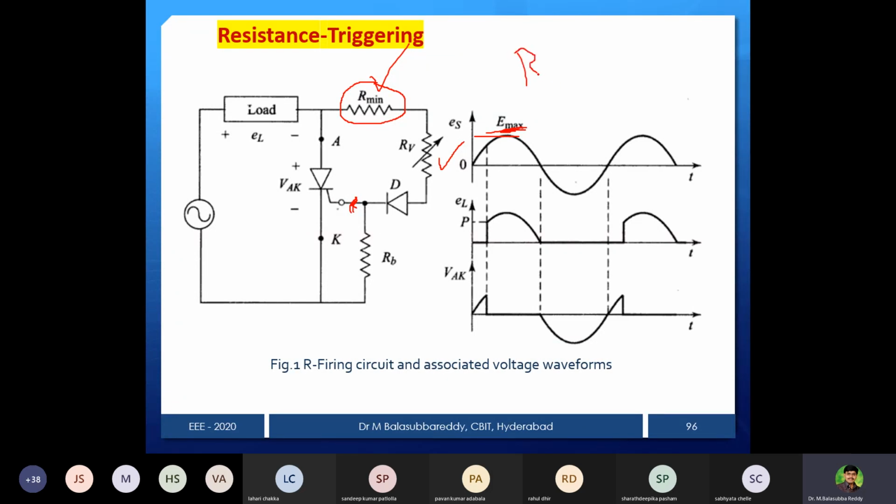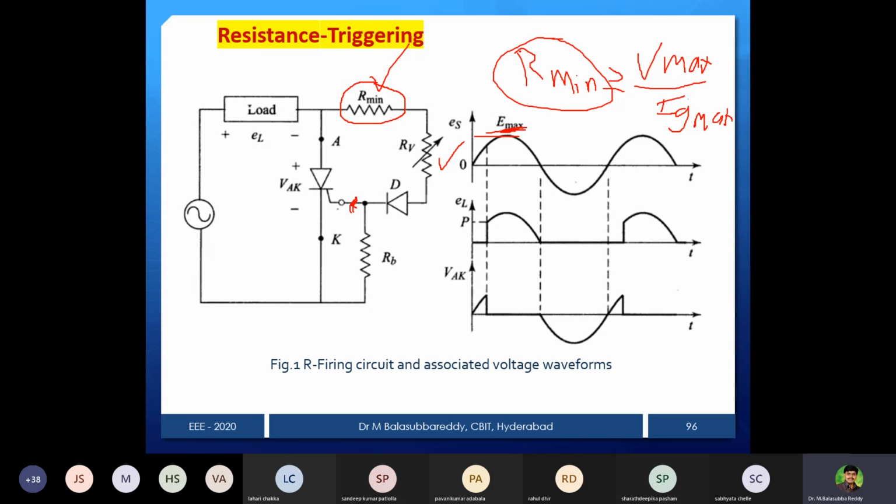R minimum must be greater than or equal to the maximum available voltage, V max or E max, divided by the allowable current, Ig max. With that relation, you have to fix that R minimum.